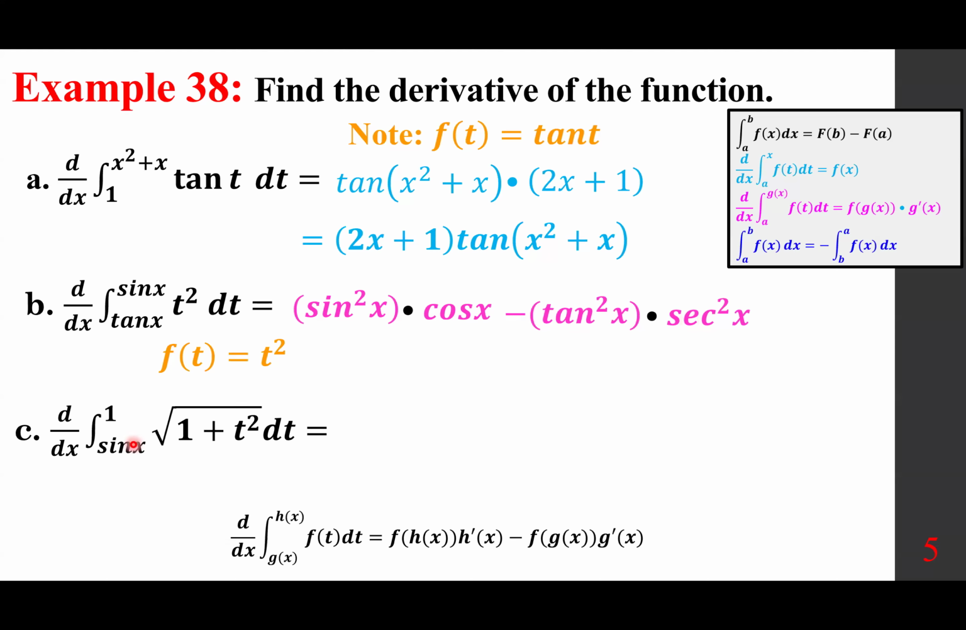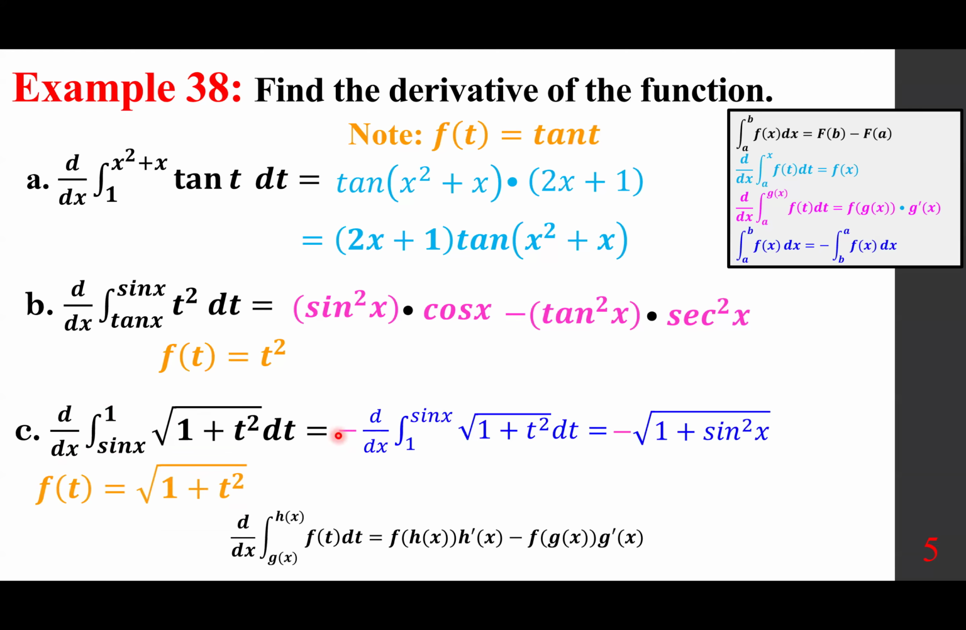What if the bottom is a function and the top is not? We use the theorem and we interchange those and we make this negative. So take the sine x to the top, make this negative, and again, follow this one. The function is this f of t. Now replace the t with the top function. So you get minus, you keep the sine, square root of 1 plus sine squared x, and the derivative of sine, which is cosine x, and you rewrite it and you're done.